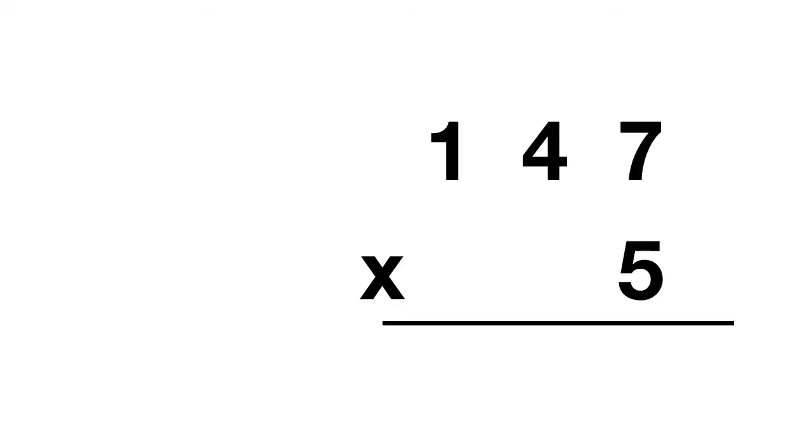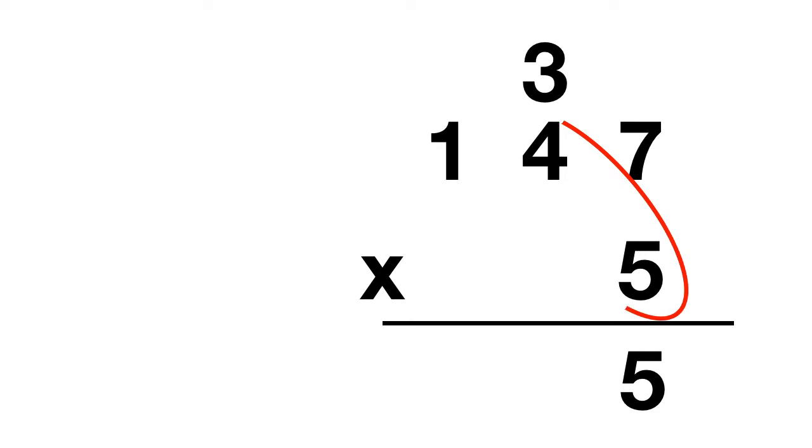Now let's do this with a larger number. Let's multiply 147 times 5. We'll start just the same. 5 times 7 is 35. And we know to write the 3 in 35 up above.